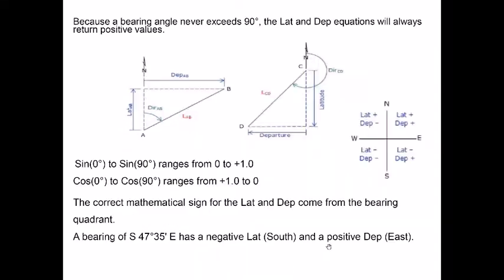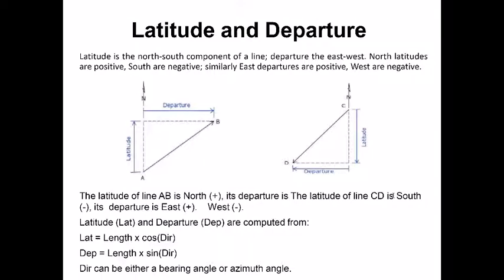But what we have to understand is that, like in latitudes and longitudes, the latitude over here is positive in the northern hemisphere or in the northern quadrants, and it is negative in the southern quadrants. Similarly, the departure is positive in the eastern quadrants and it is negative in the western quadrants. So, based on which quadrant the line points towards, it can have different signs for latitude and departure.